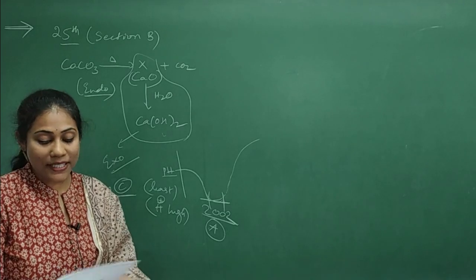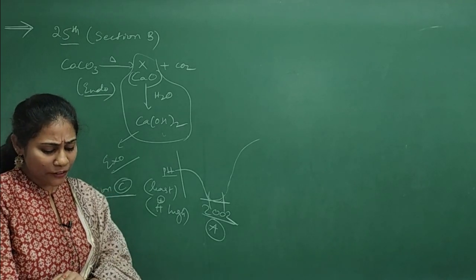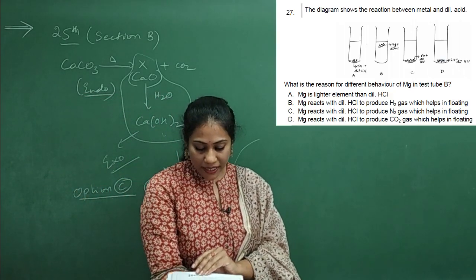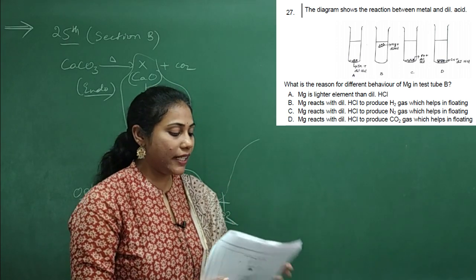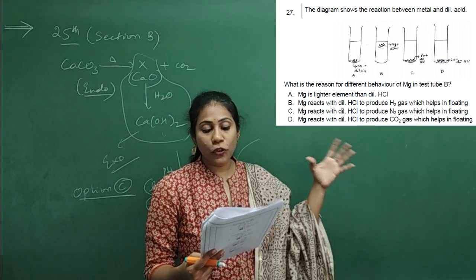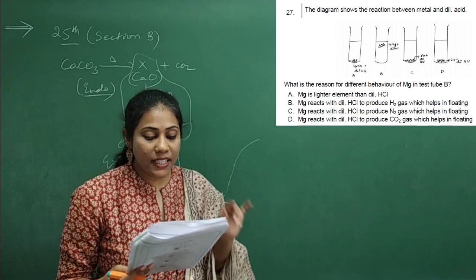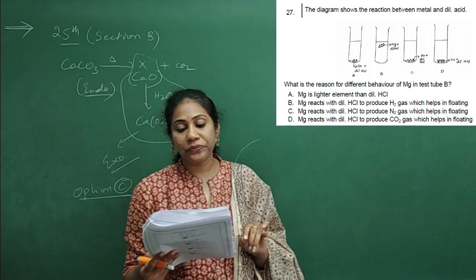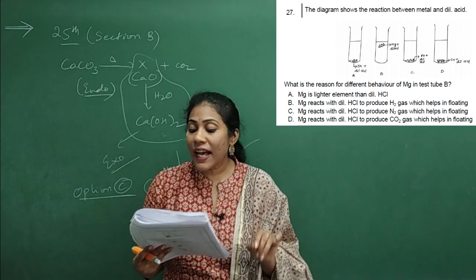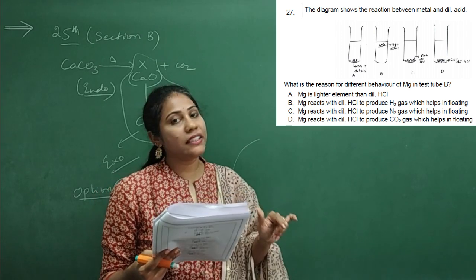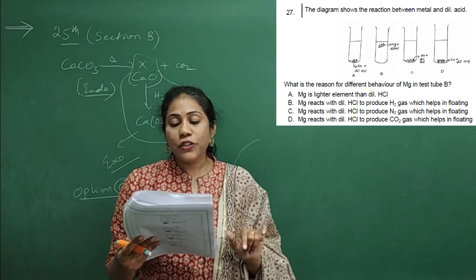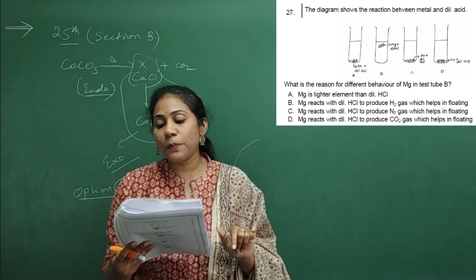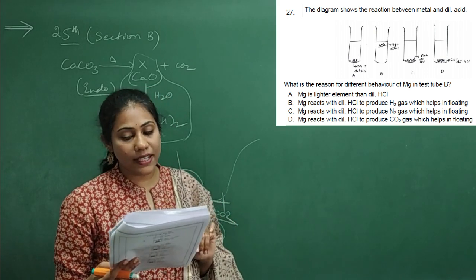It's a very simple concept in fact. And coming to question number 27, the diagram shows the reaction between metal and dilute acid. So there are 4 test tubes, guys. In the first test tube, there is a reaction of zinc and dilute HCl. In the second test tube, you have a reaction of magnesium with dilute HCl. Test tube C has a reaction of iron and dilute HCl. And the fourth test tube has a reaction of copper and dilute HCl.